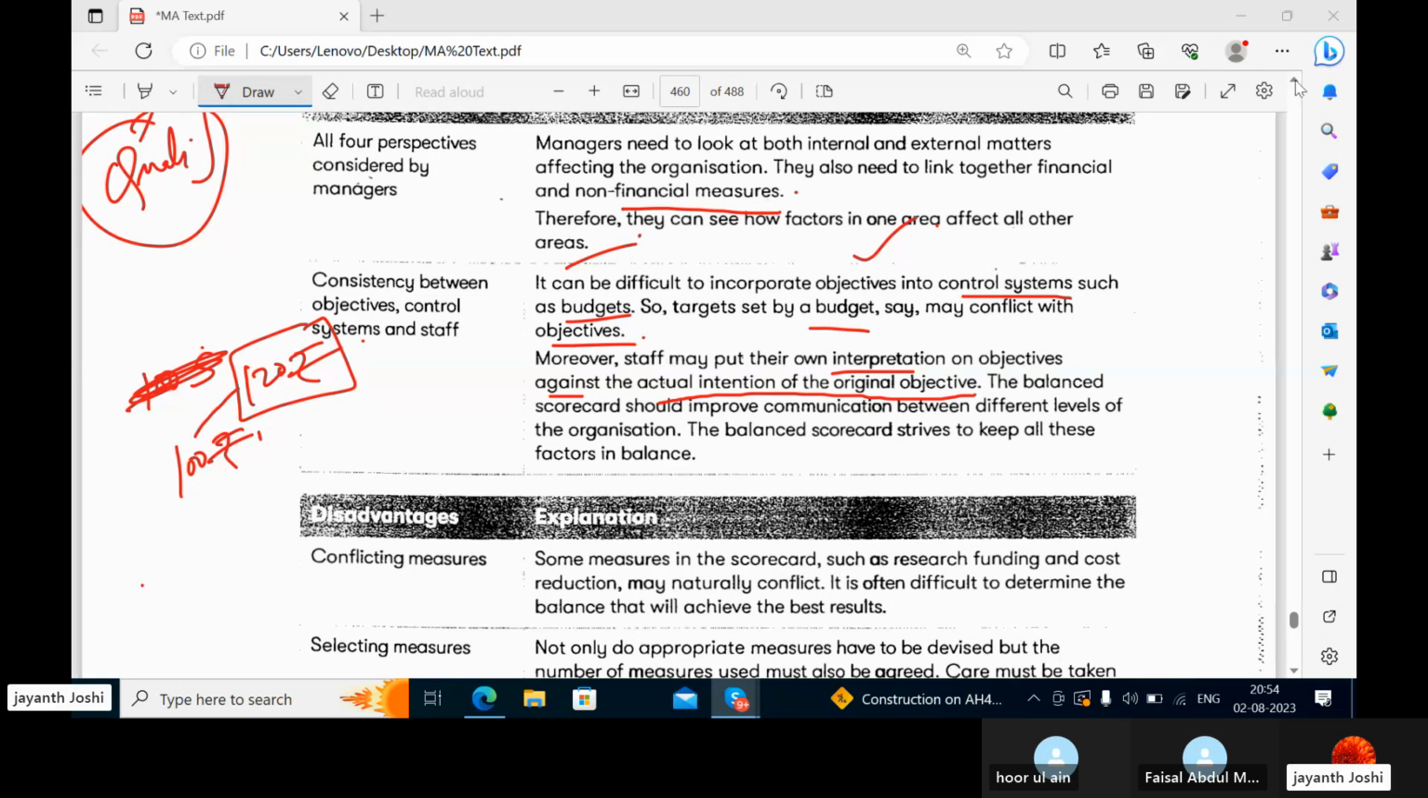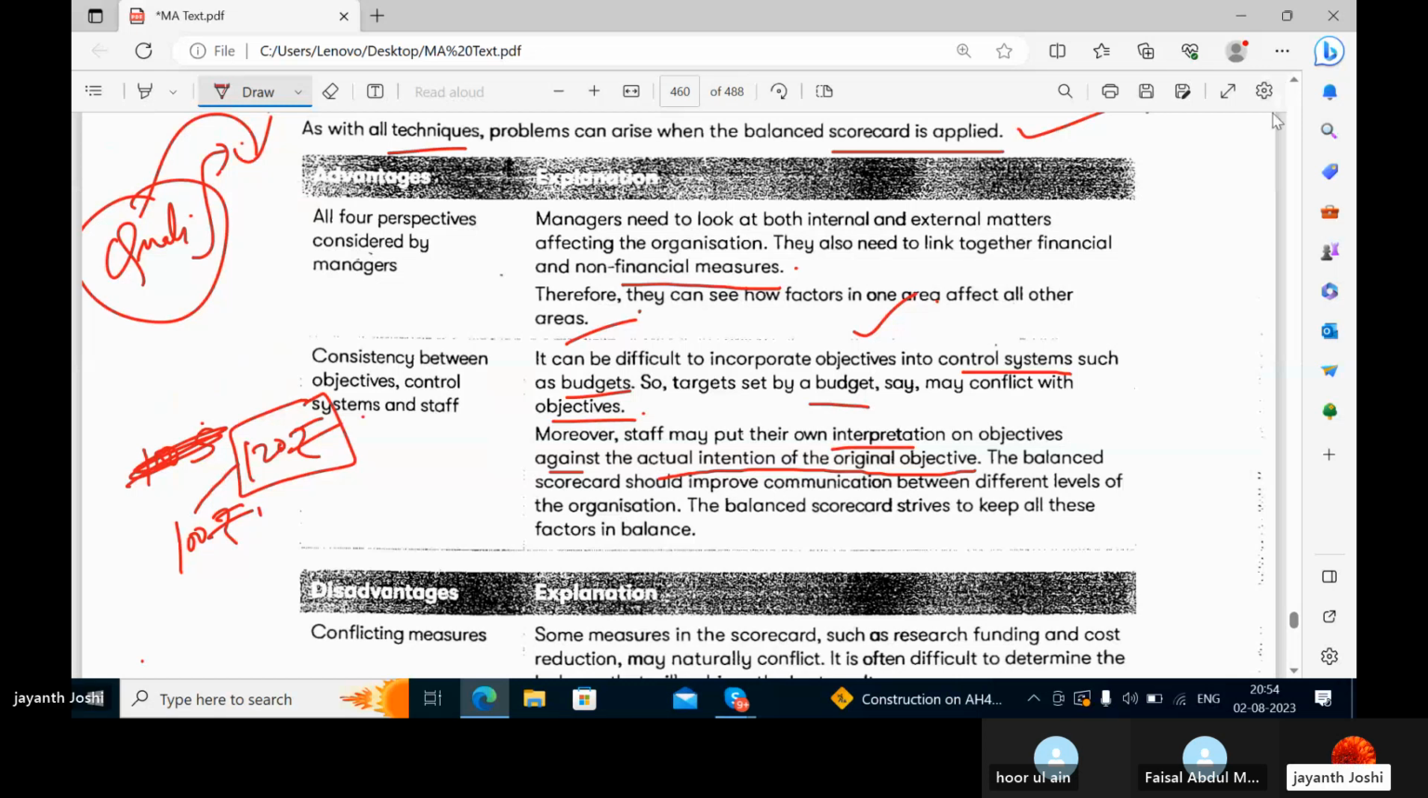See, these are advantages. I'm not ruling out that these are not advantages. But the thing is, challenges are there. So moreover, staff may put their own interpretation on objectives against the actual intention of the original objective. The balanced scorecard should improve communication between different levels of the organization.